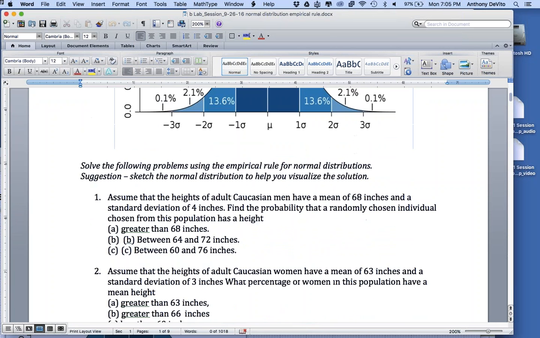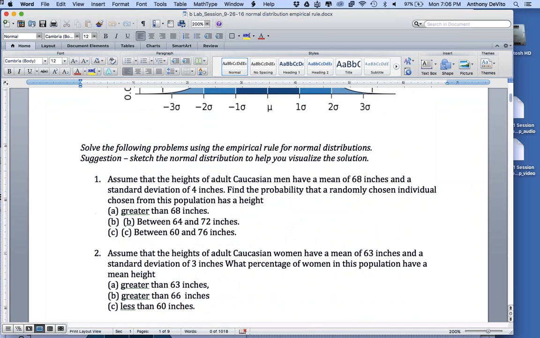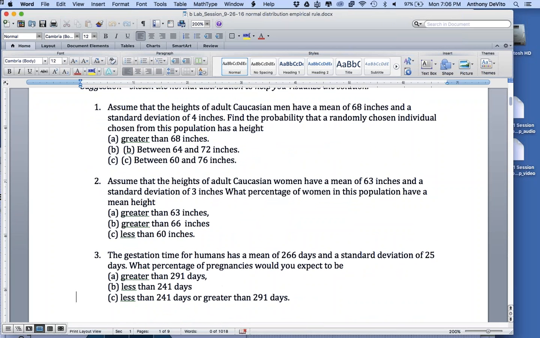Okay, let's blow it up a little bit so we can see it. Assume that the heights of adult Caucasian men have a mean of 68 inches and a standard deviation of 4 inches, and they're normally distributed. Find the probability that a randomly chosen individual from this population has a height greater than 68 inches. That's an easy one. 50%.